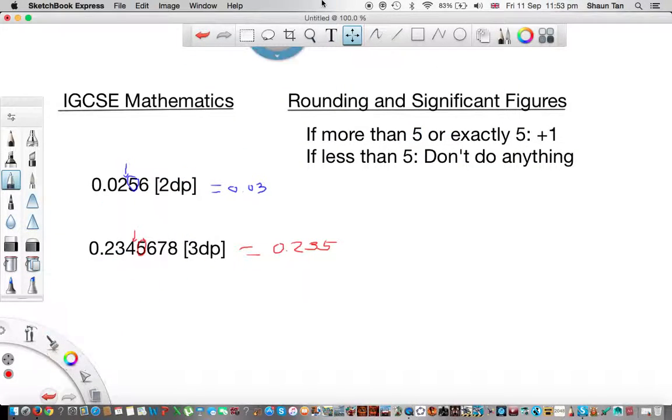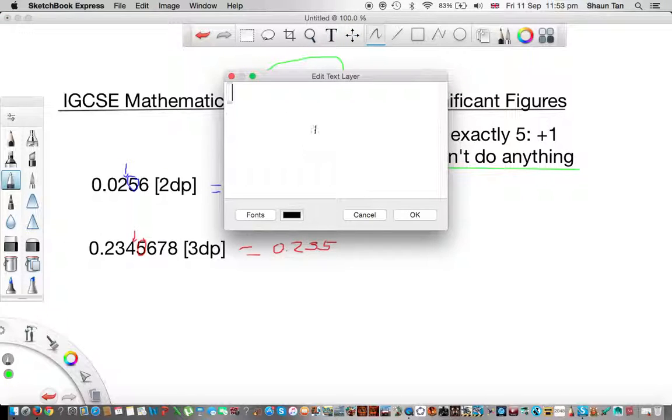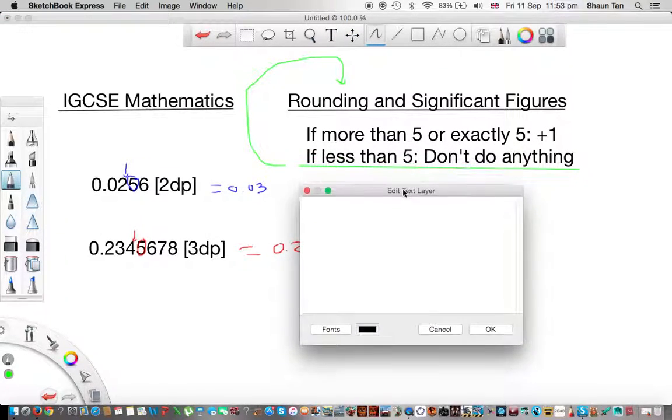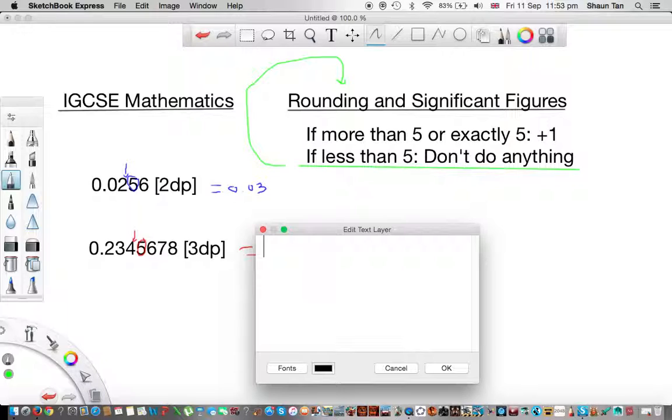So this is the rule. I'll just give you guys the rule right there. Make sure that you know that rule. This is the rule for rounding, and the rule for significant figures is completely different. So now I'll give you one more example of rounding, and then we'll do significant figures.